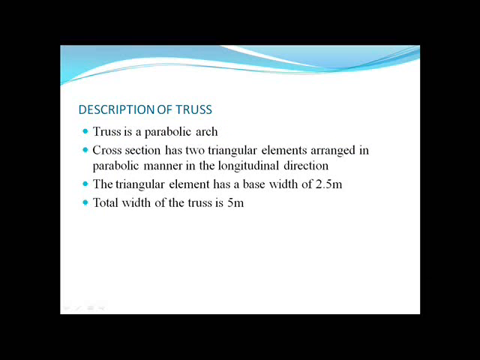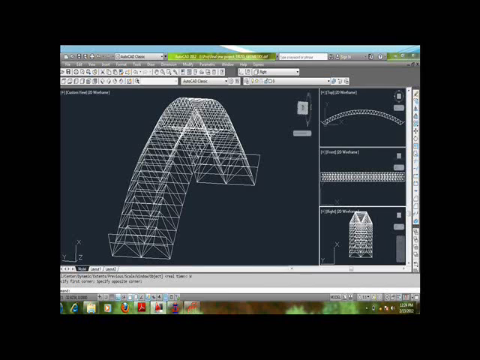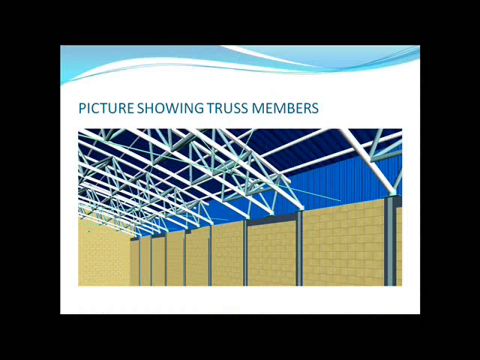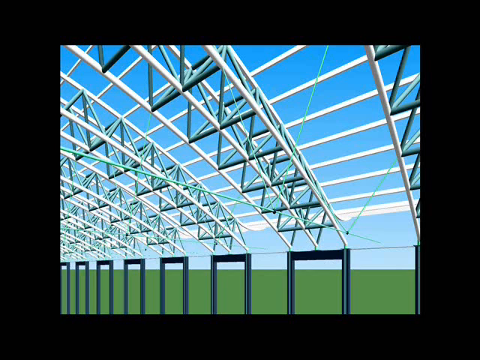The total width of the truss is 5 meters. The cross section consists of two triangular elements with a base width of 2.5 meters. In the longitudinal direction, these triangular elements are placed in a parabolic manner to obtain a complete truss of required length. This is the brief layout of the truss element, which is designed in AutoCAD and is to be imported into STAAD. It is also shown in Google SketchUp.